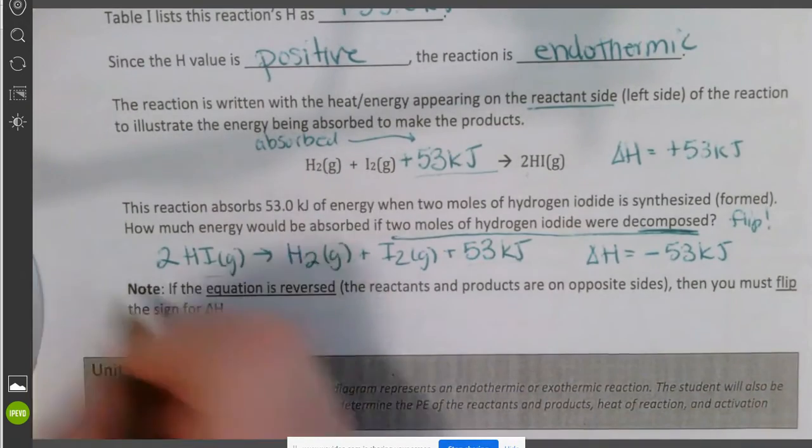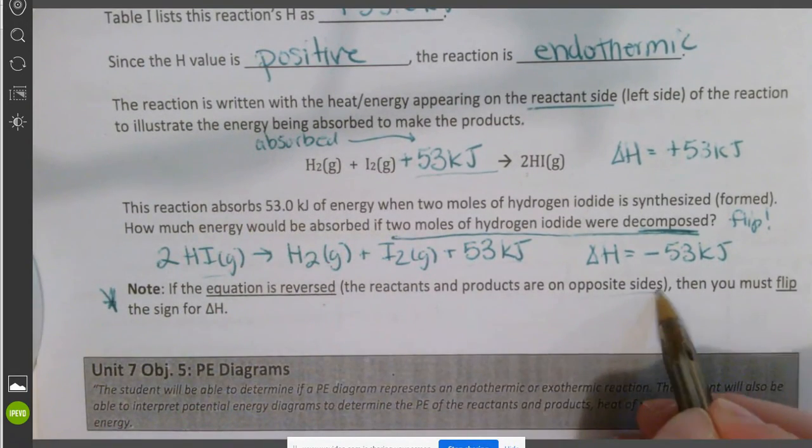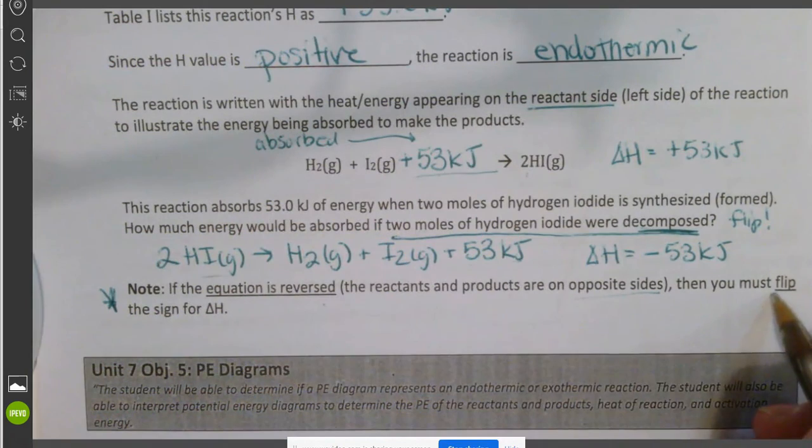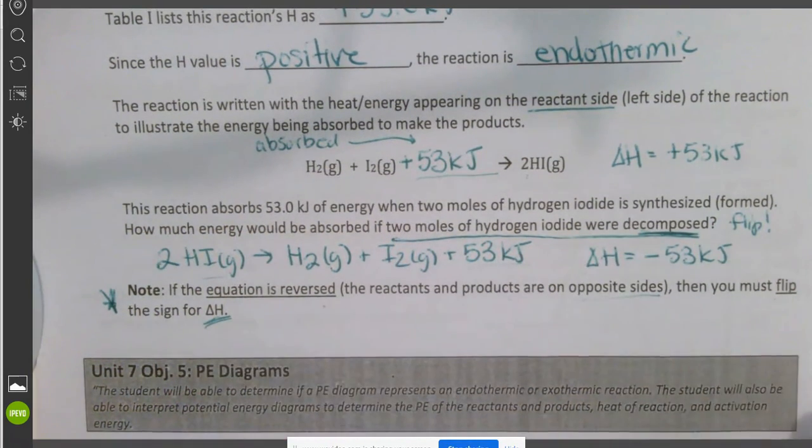So if the equation is reversed, meaning the reactants and products are on opposite sides of table I, then we're going to be flipping the sign for that delta H off of table I. Okay, so we'll eventually get into some practice using table I, and you'll also be doing a little bit with an activity shortly, just looking at how energy is being released or absorbed from different reactions.